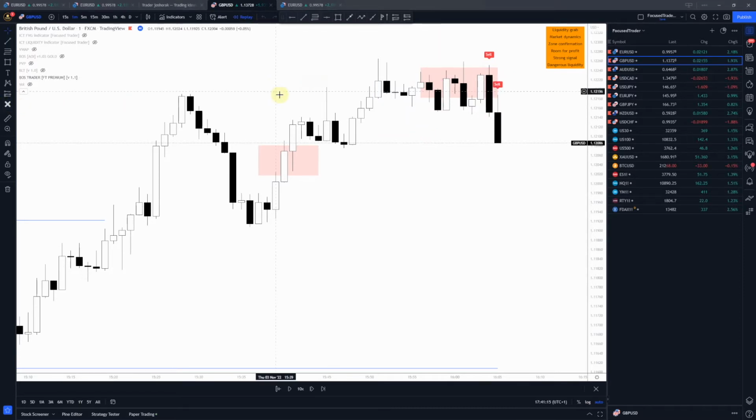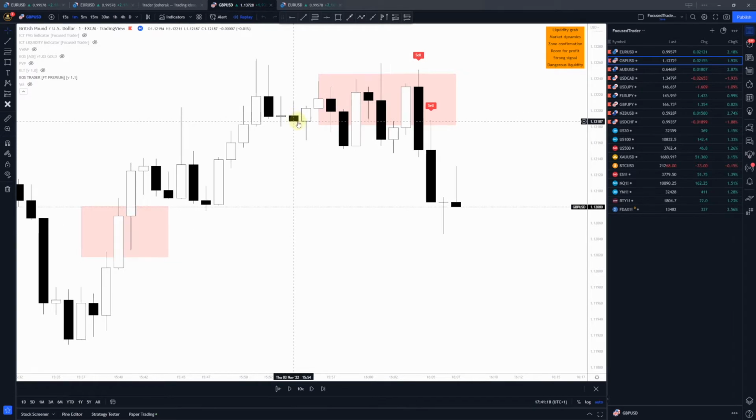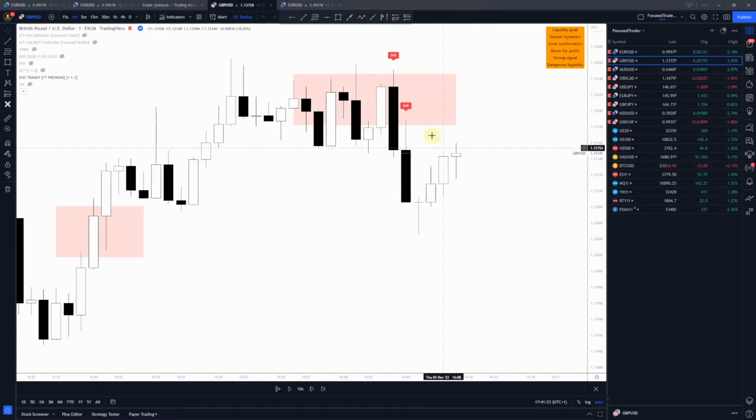I will just delete all my drawings and let's go. And what do we see here? We see that there is a consolidation there. There could be some market reaction for this area, which will act as a resistance.